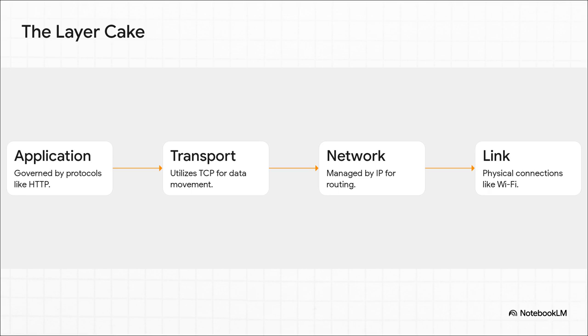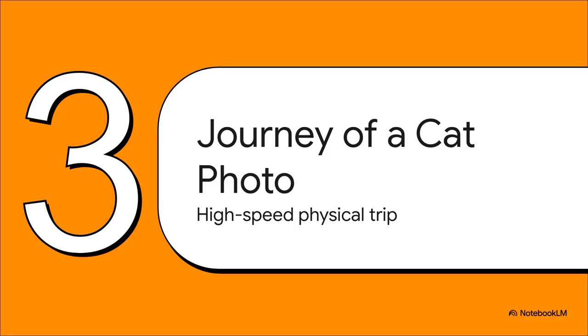But then we drop down to the transport layer, utilizing TCP, and then deeper to the network layer managed by IP. Finally, we reach the base of the cake, the link layer. These are the actual physical connections, like Ethernet or Wi-Fi. Data moves strictly from the app on your screen right down through this structured hierarchy to the physical wires connecting our world. Let's look at this in practice with section 3, journey of a cat photo.